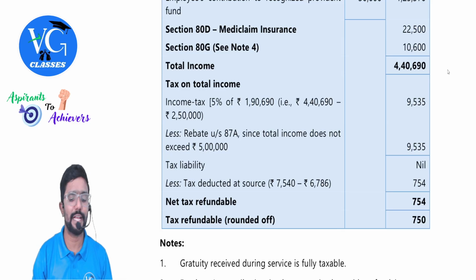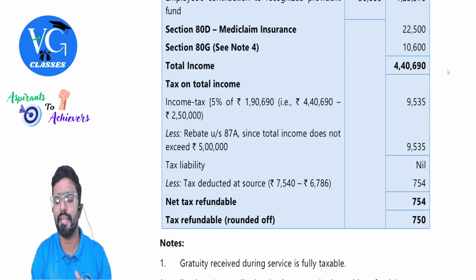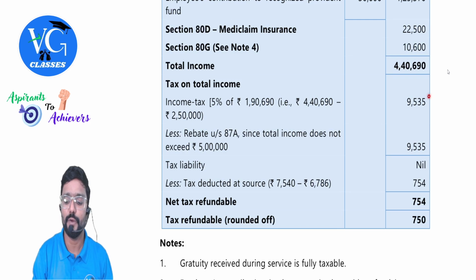4,40,690. We are supposed to calculate tax also. Up to 2,50,000 nil. 2,50,000 to 5 lakh, but here we have to stop it at 4,40,691. So how much it comes to? 9,535. As the total income is within 5 lakh, assessee is eligible for a rebate.